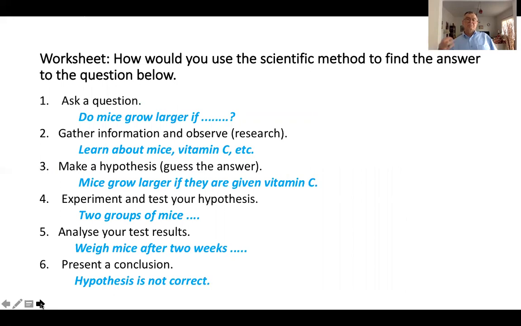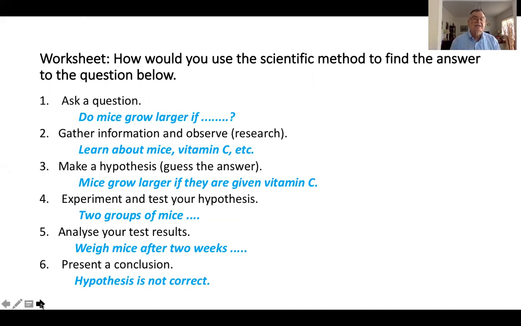Obviously, they would need to learn about mice and vitamin C, do a little bit of research. And then they get a hypothesis, guess the answer. So mice grow larger if they are given vitamin C. It's a possible hypothesis. I think the experiment is quite straightforward. You get two groups of mice, and one you give them a tasty diet that they wouldn't normally like, and the other you give also a tasty diet, but you add vitamin C, and you weigh them at the beginning, you weigh them at the end.